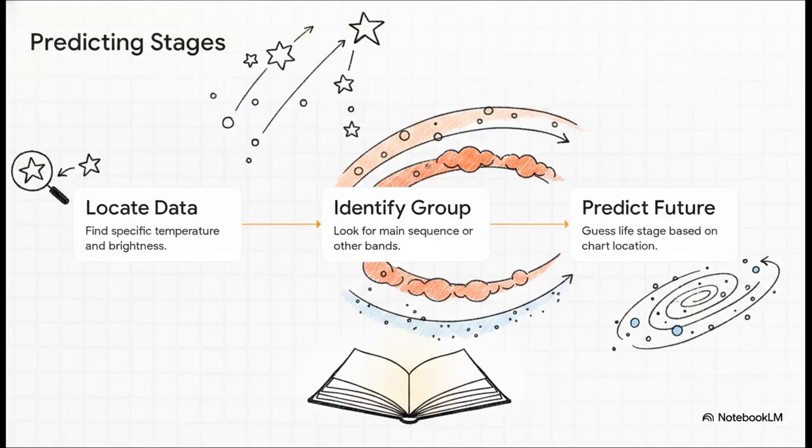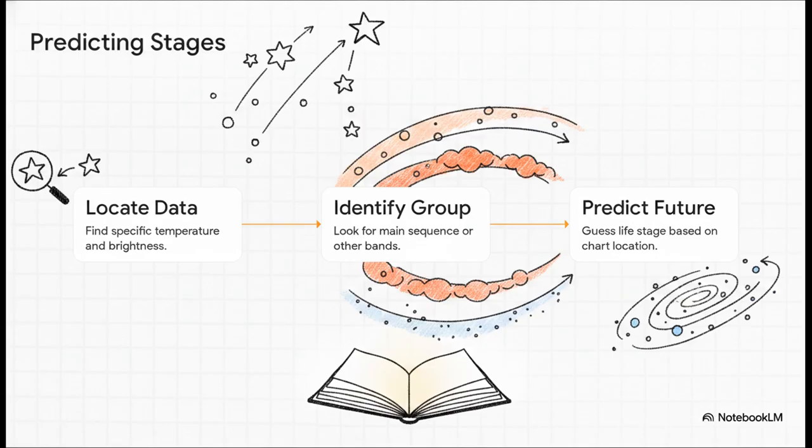So, now that we've got the what and the how down, let's talk about the why. Why do astronomers prefer this specific report card over anything else? Well, it's because this chart actually functions as a predictable timeline for a star's entire life. And predicting that timeline is surprisingly straightforward.